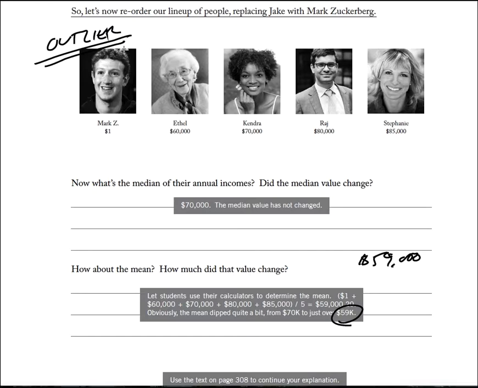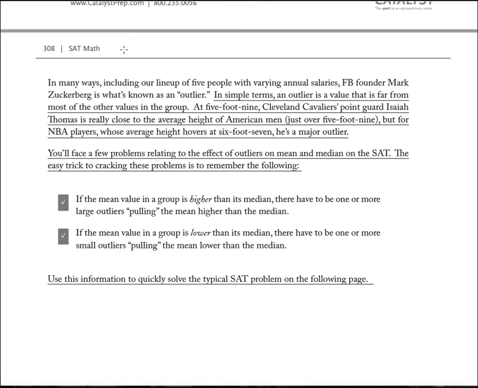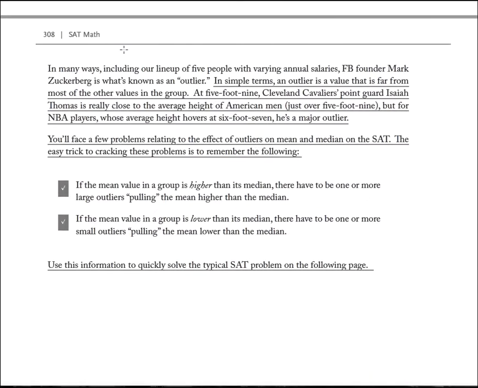So whether you're talking about people's heights or income levels or home values or GPAs or what have you, anything that's quantitative, outliers tend to be values that are much smaller or much larger than the norm, okay? That's why they're outlying, they're outside of things, okay? So let's look at a type of question here, and I want to teach you a strategy before we get there. Let's go to page 308 here.